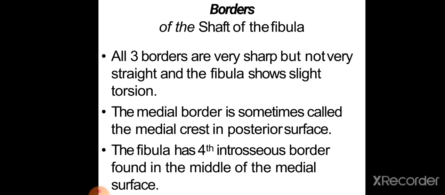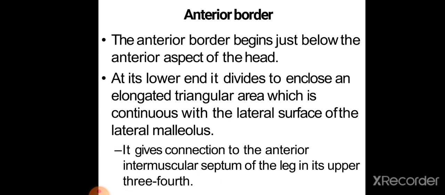Now all the borders are very sharp but not very straight, and the fibula shows slight torsion. The medial border is sometimes known as the medial crest in the posterior surface, and the fibula has a fourth, interosseous border, found in the middle of the medial surface.